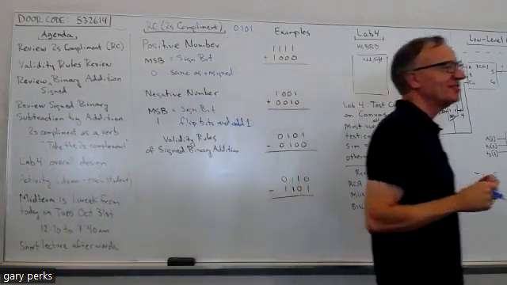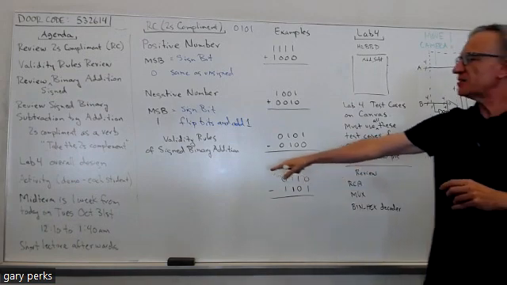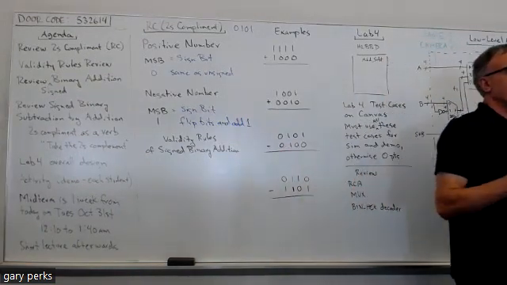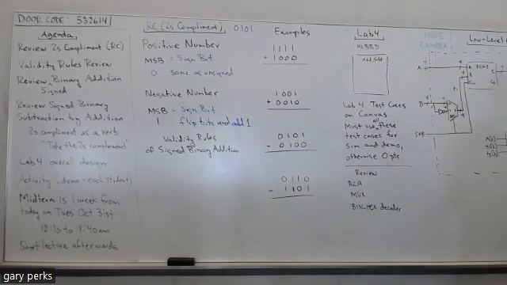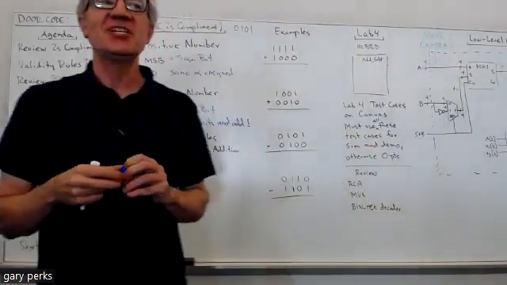Does this sound familiar? Okay, good. We also talked about validity rules, right? Anytime you do signed binary addition, you have to make sure the result is valid. So do you remember the rules? Can you give me one of them? Somebody?